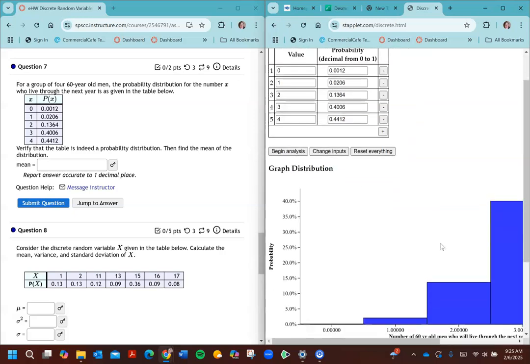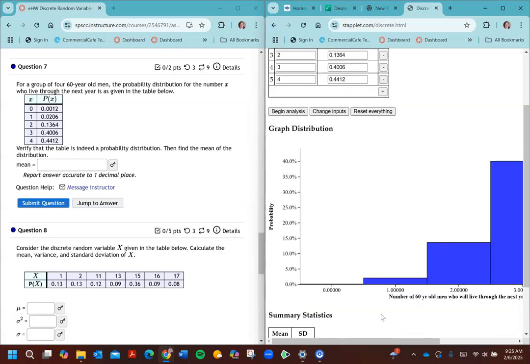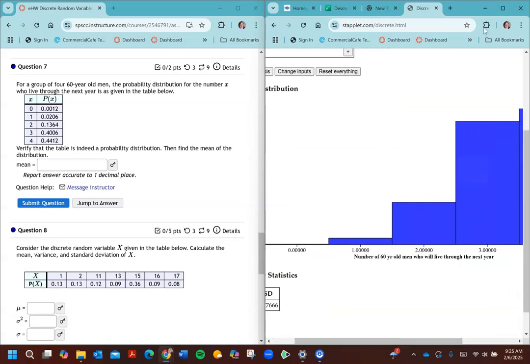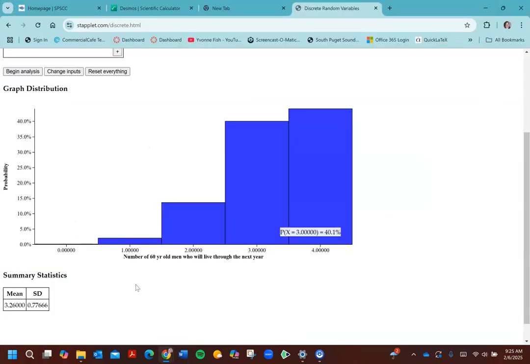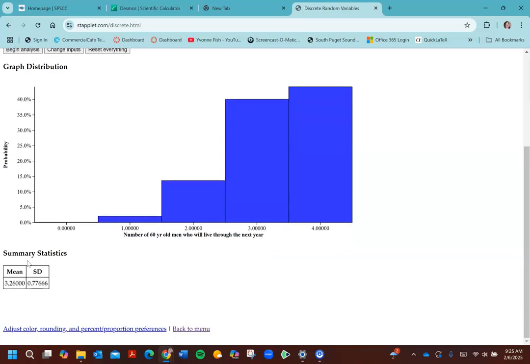And we can see the graph distribution down here. I'm going to make this a little larger. And I had my decimals set to go 5 places out, just so when I see my statistics, I can round accordingly. I think you can set it so that you don't have your graph showing that many. So you could play around with that, just going in here, adjust color, rounding, percent, proportion, preferences.